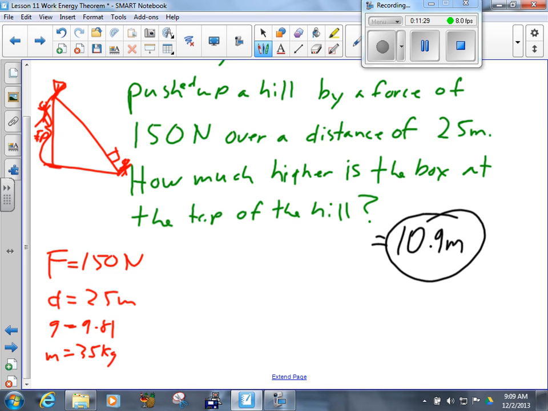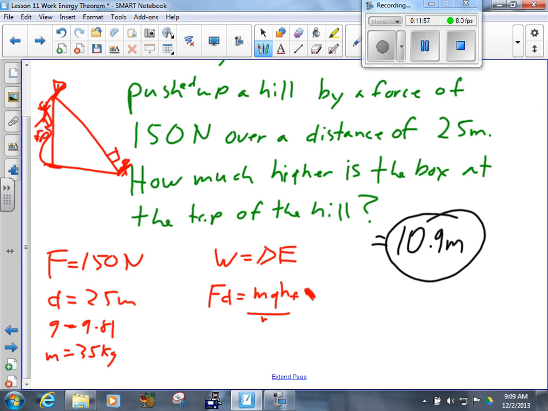Okay, so work is a change in energy. So force times distance equals m times g times hf minus m times g times hi. And since it started at the bottom of the ramp, m times g times hi is 0. All right, so I'm just going to eliminate that and not bother writing it. I need to solve for hf. How do I get hf by itself?